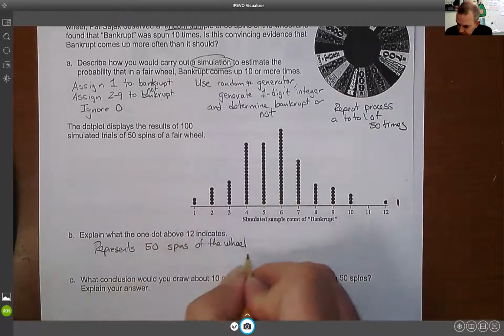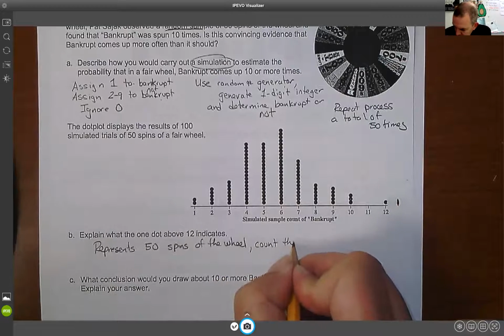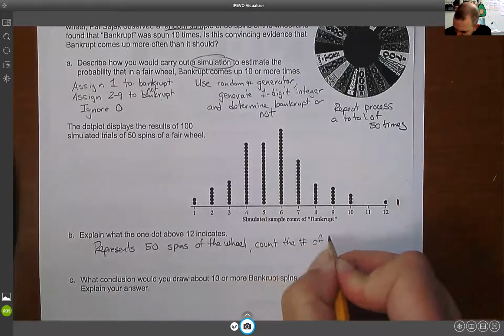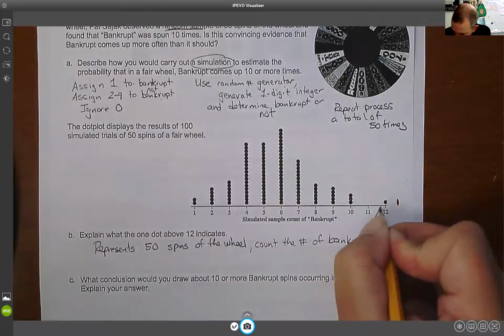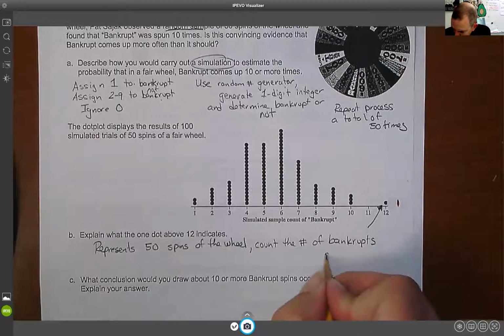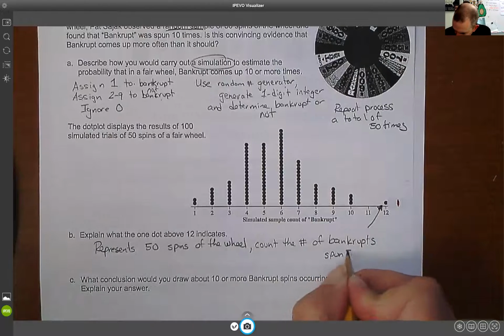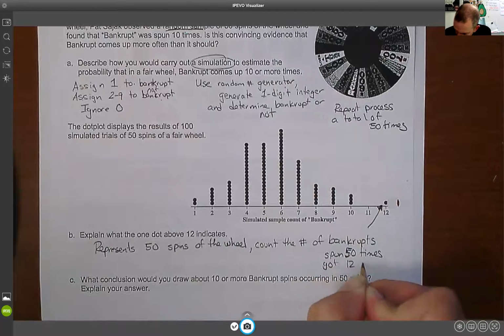And count the number of bankrupts. So for example, that one right there says spun 50 times, got 12 bankrupts.